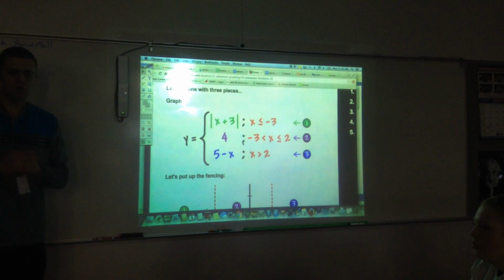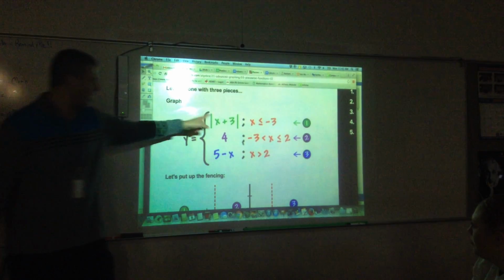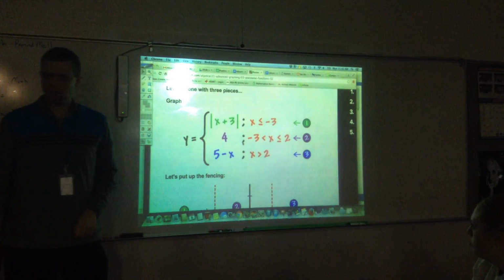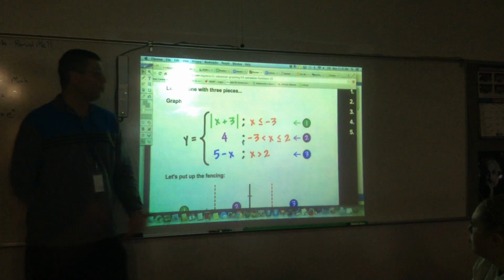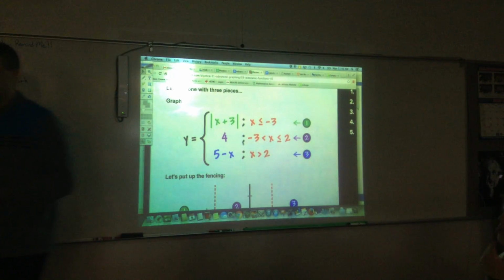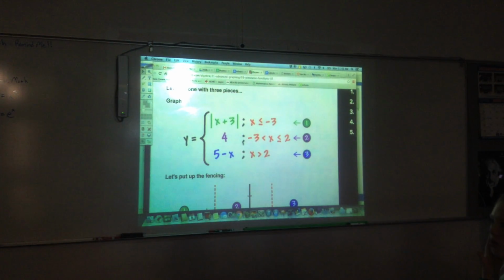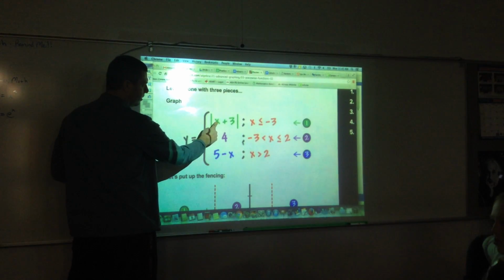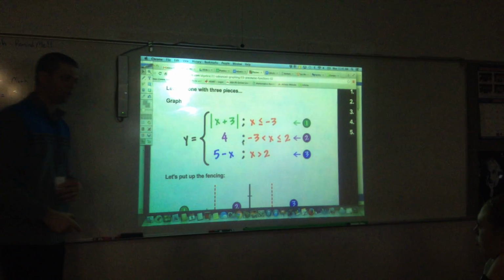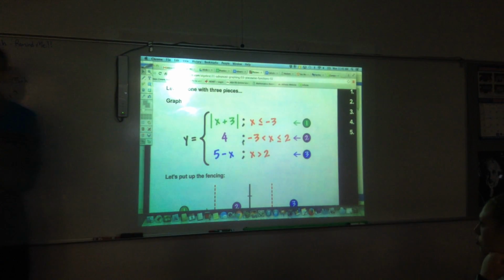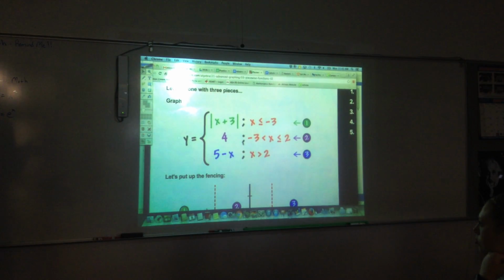So if I said to plug in negative 5 for x, could I plug in negative 5 for x right here? Yes, because negative 5 is less than negative 3. So if x is negative 5, what does y equal? 2. Negative 5 plus 3 is negative 2. But what's the absolute value of negative 2? Positive 2. So when x is negative 5, y is positive 2.